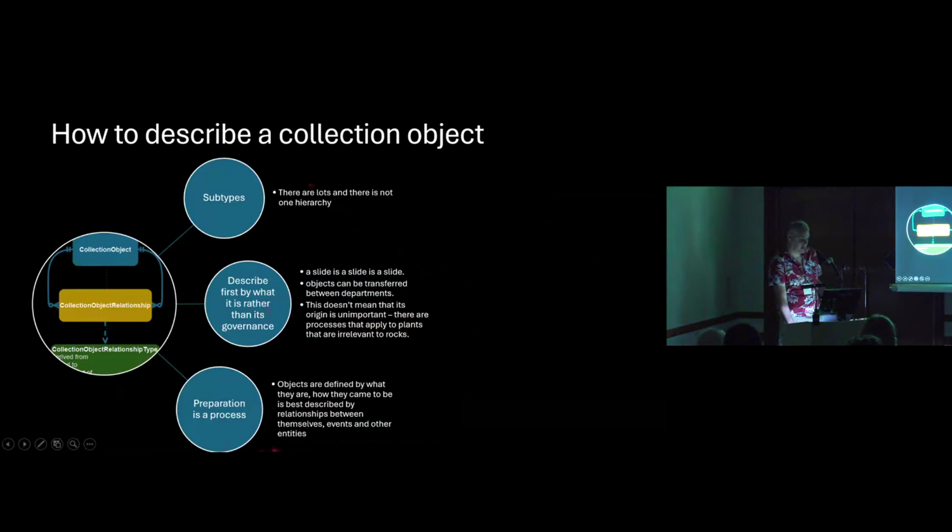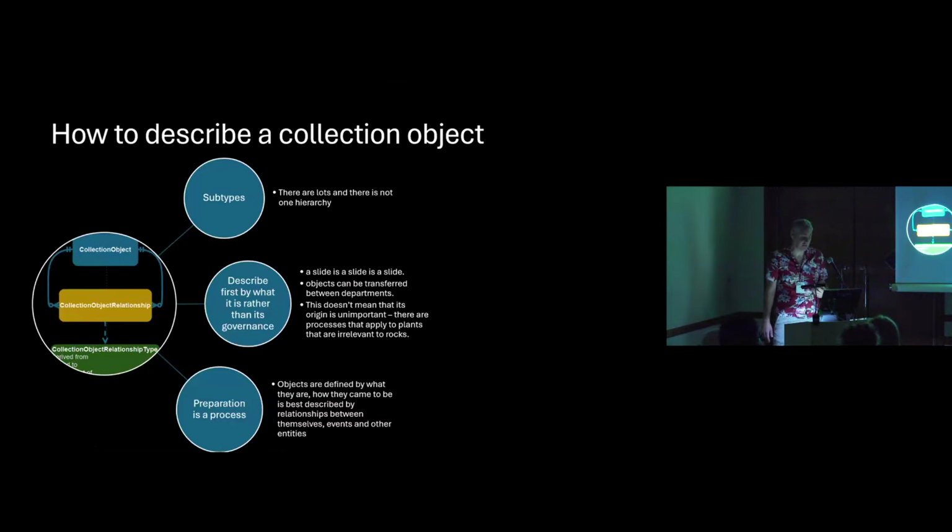We need to describe what things are rather than how they are governed in the collection. So a slide is a slide is a slide. It doesn't matter what's on that slide. Its object descriptor is a slide whether it has a thin section of rock on it or a plant sample or multiple diatoms on it. And an object can be transferred between departments. So this shouldn't be delayed by data constraints imposed in one area that aren't relevant in another.